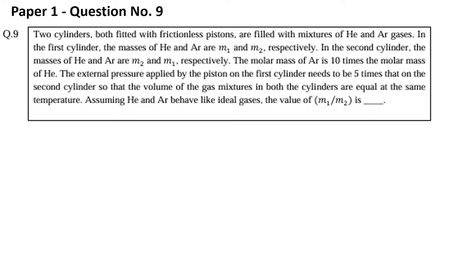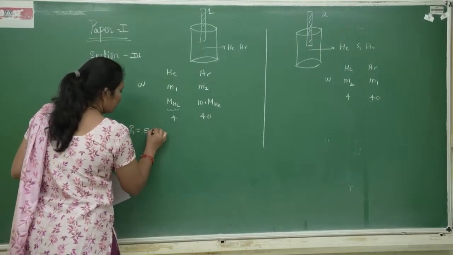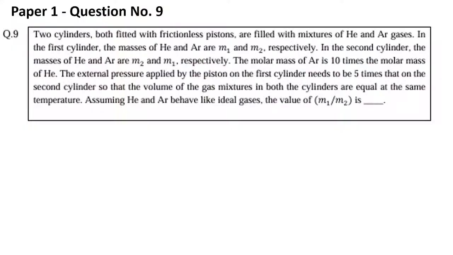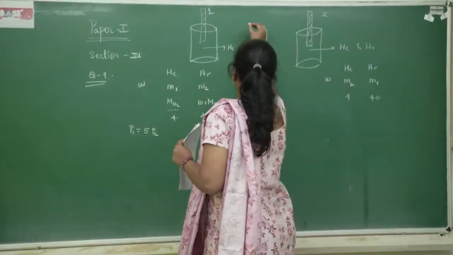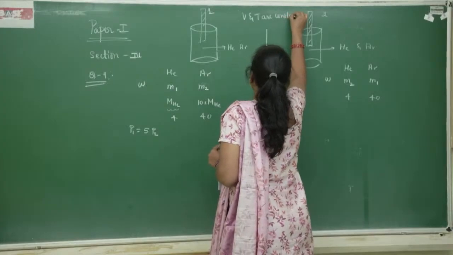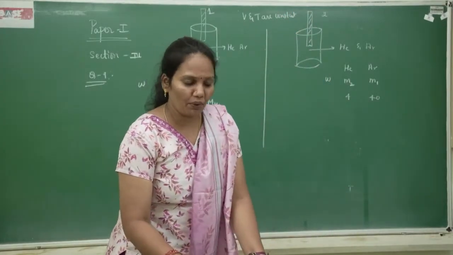The external pressure applied by the piston on the first cylinder will be 5 times the pressure applied on the second cylinder. So this is what is given. Pressure applied on the first cylinder will be 5 times that of the second cylinder, so that the volume of the gaseous mixture in both the cylinders are equal at the same temperature. That means V and T are constants here. If that is the case, then find out the ratio M1 by M2. This is the question.